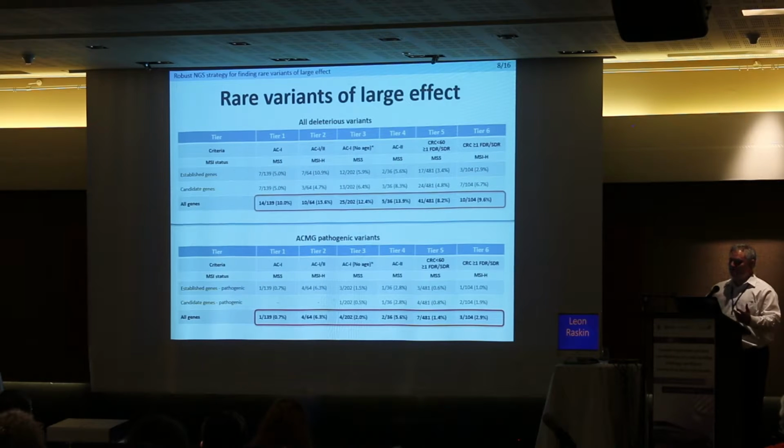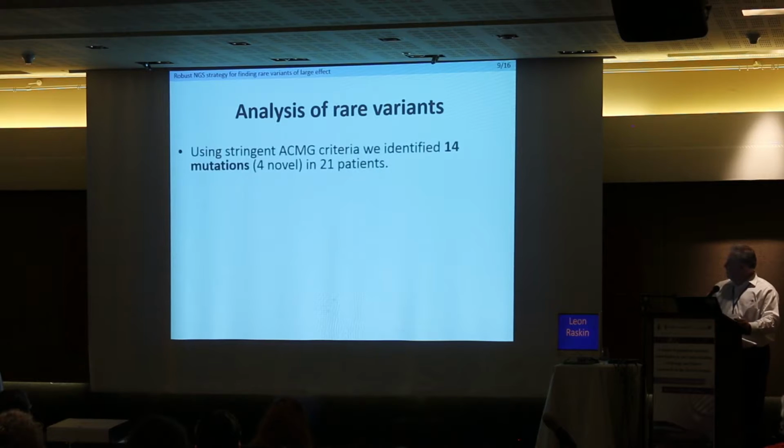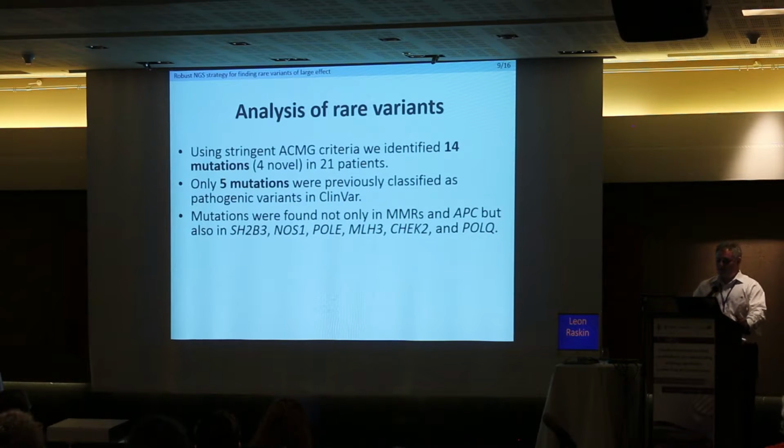But this is probably biased because ACMG criteria is heavily based on prior publications. So this is just because of the publication bias, I guess. So we identified 14 mutations, 4 were novel, only 5 mutations were previously classified as pathogenic in ClinVar.